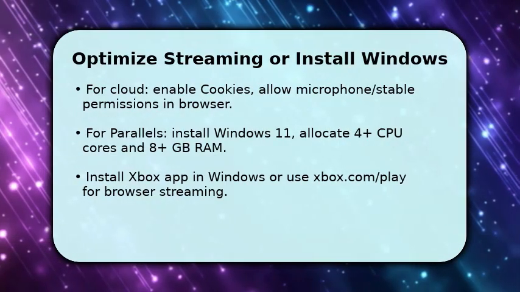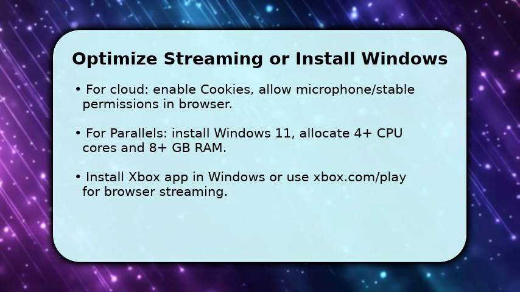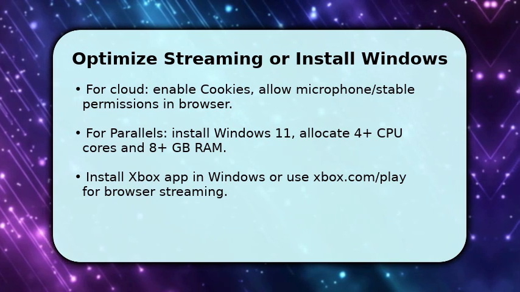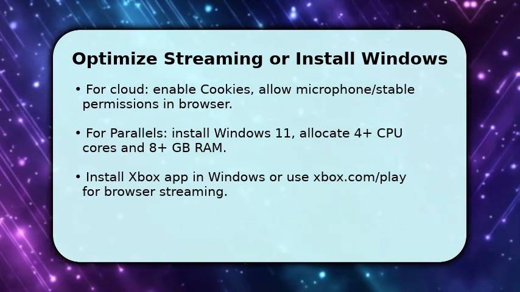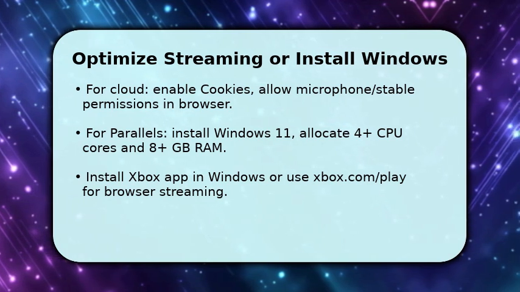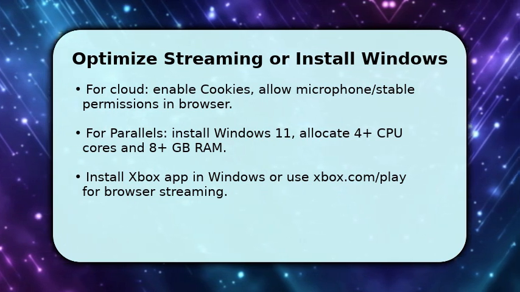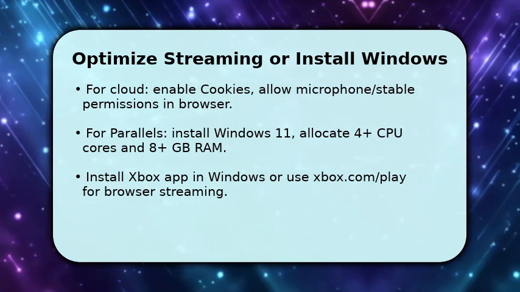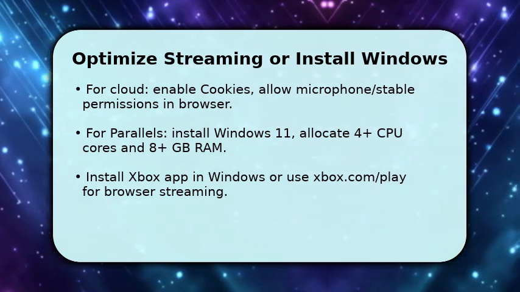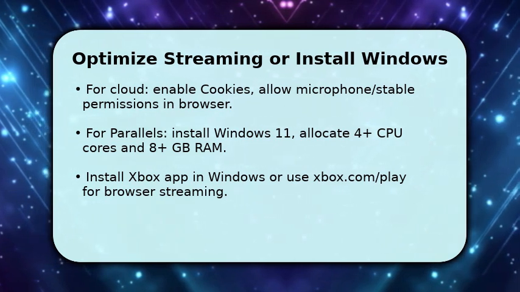Now you choose the path, cloud streaming or a Windows VM. For cloud, enable cookies and hardware permissions in the browser, set stream quality to standard or high, and close bandwidth-heavy apps. If you prefer local play, install Parallels Desktop, set Windows 11 with at least 4 CPU cores, 8 GB RAM, and GPU acceleration, then install the Xbox app and sign in. Make sure controller input maps correctly and test latency. You'll get lower latency locally, but more setup overhead than browser streaming.